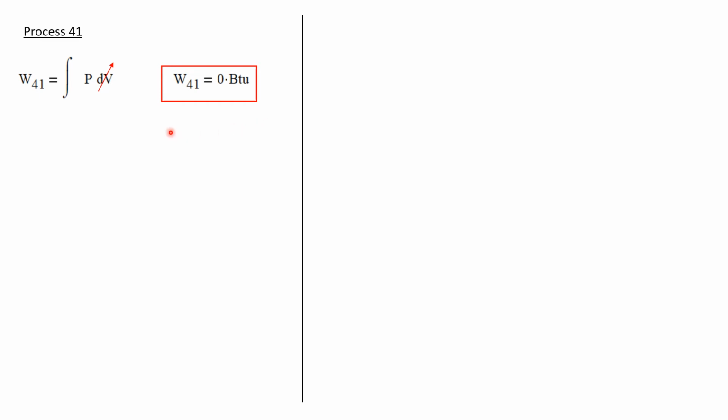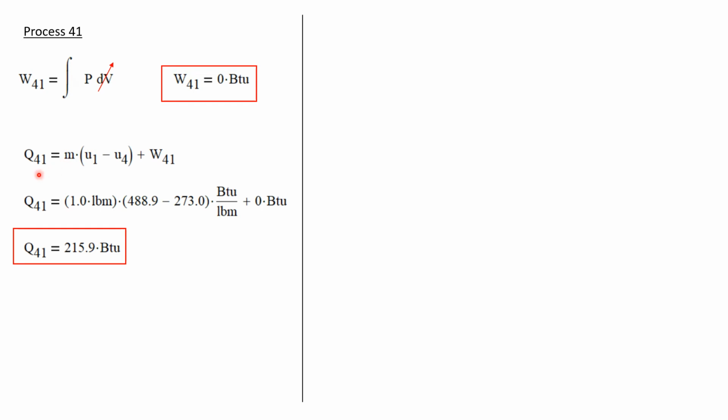So let's calculate the work and heat transfer for the final process, which is process 4-1. It's an isovolumetric process, so there's no change in volume. And we know that work is the integral of P dV. Well, dV is 0 for this process. So the work for process 4-1 is 0.